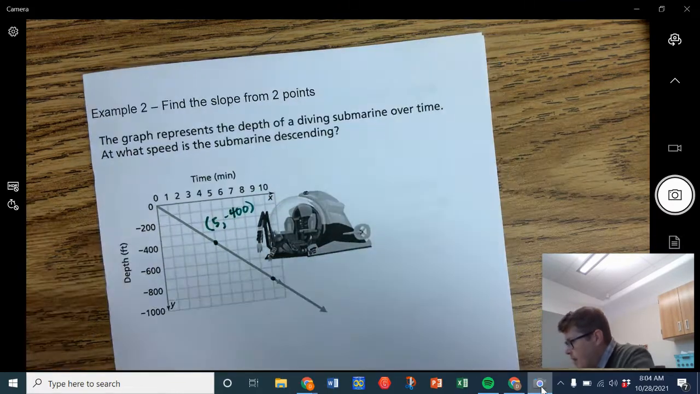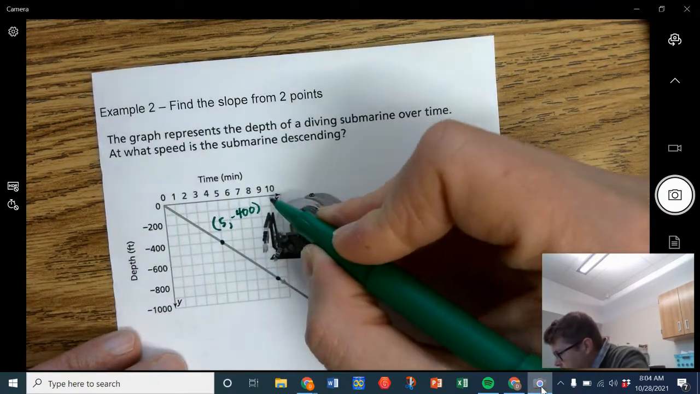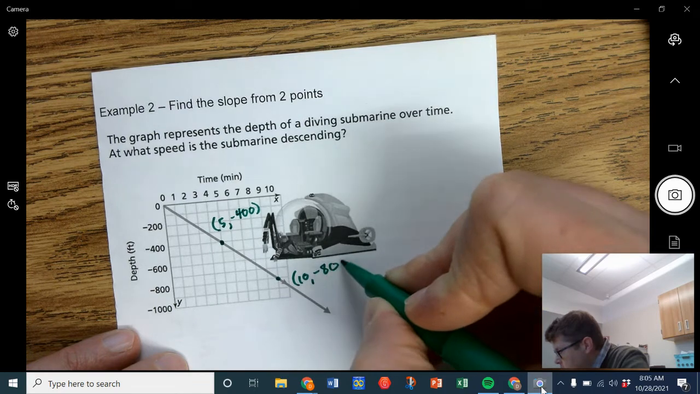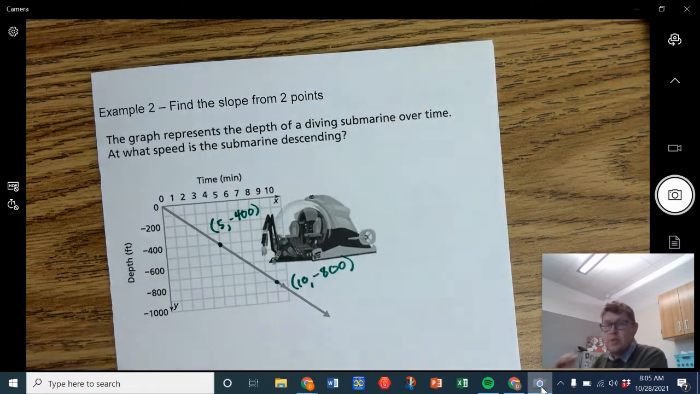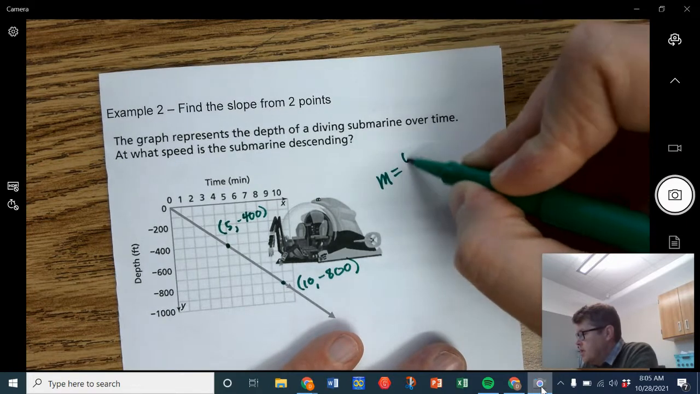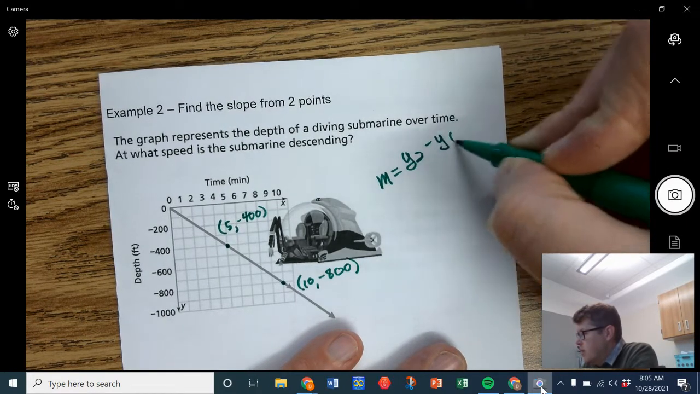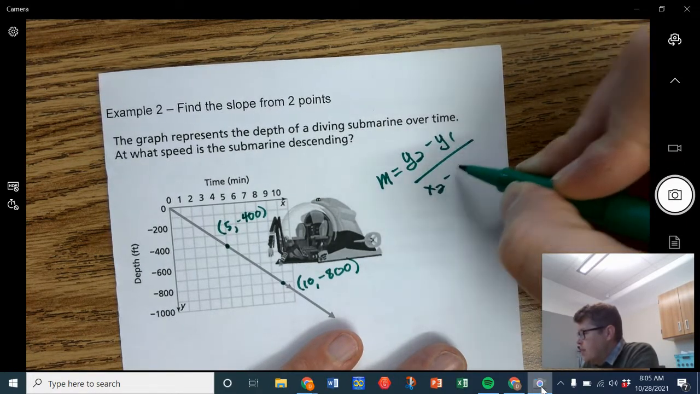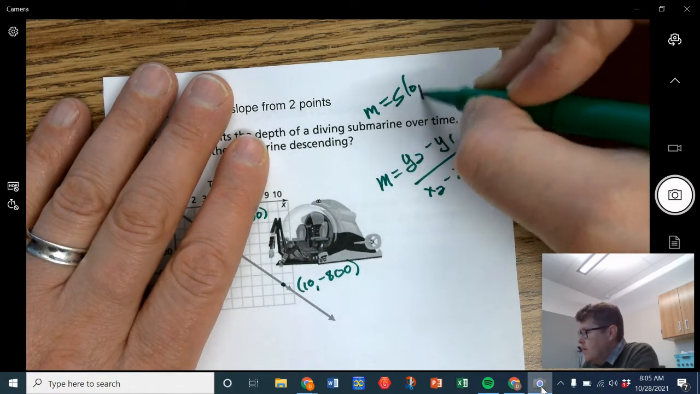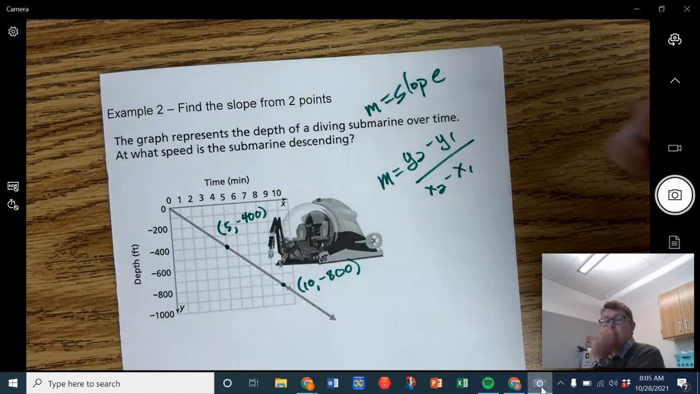Okay. And then this one is 10, negative 800. Okay, so to do this, we use a formula called the slope formula. It is m equals y2 minus y1 over x2 minus x1. Now that m is our slope. So that is what we're looking for.